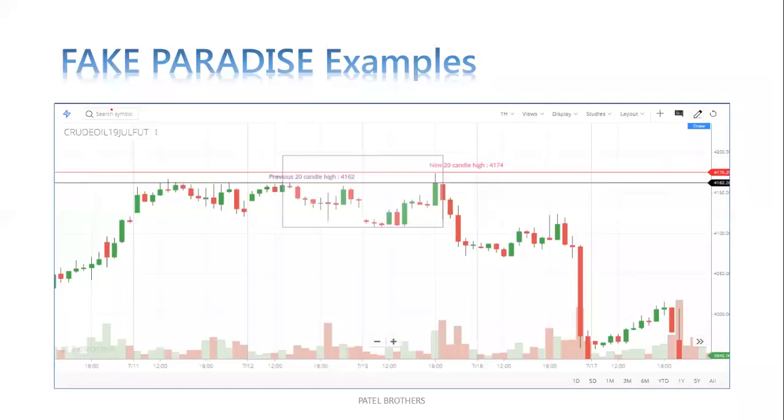If you are using the 1 hour time frame, then per 3 to 4 days you will get one entry.